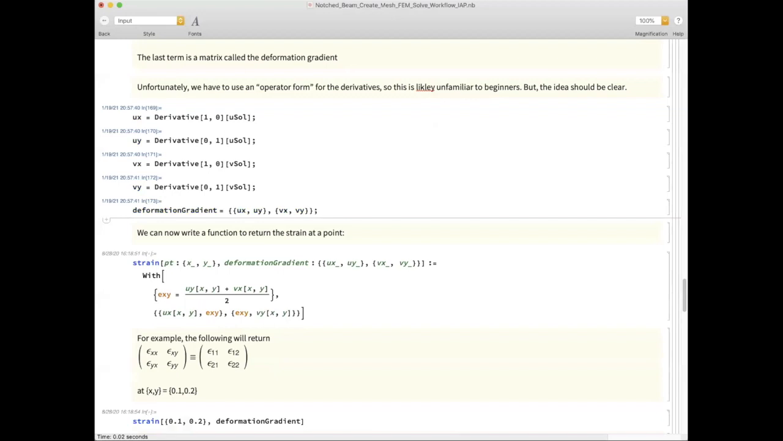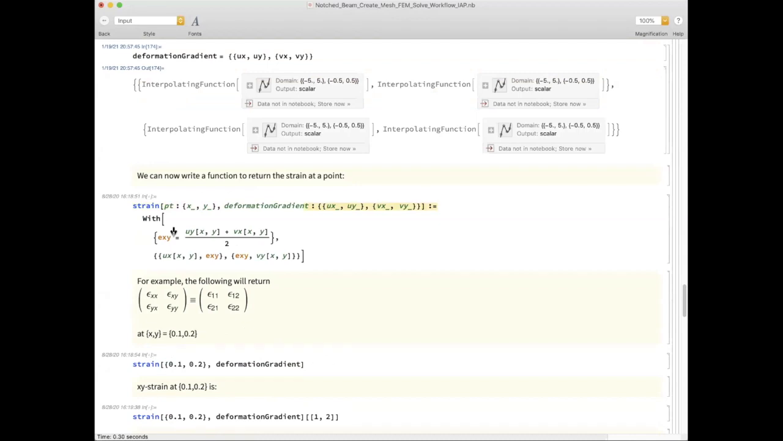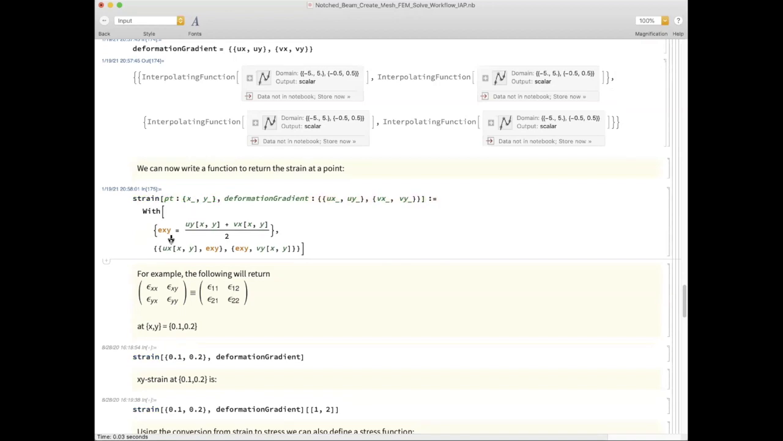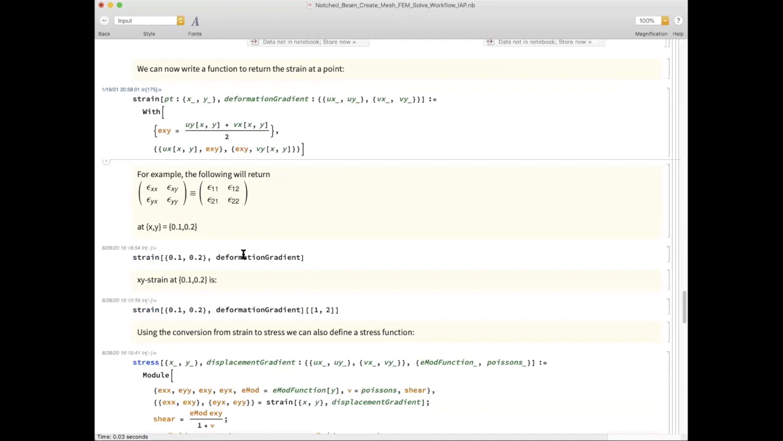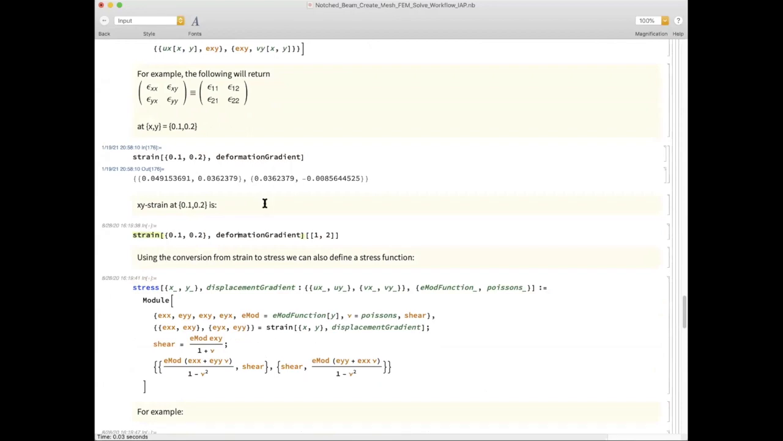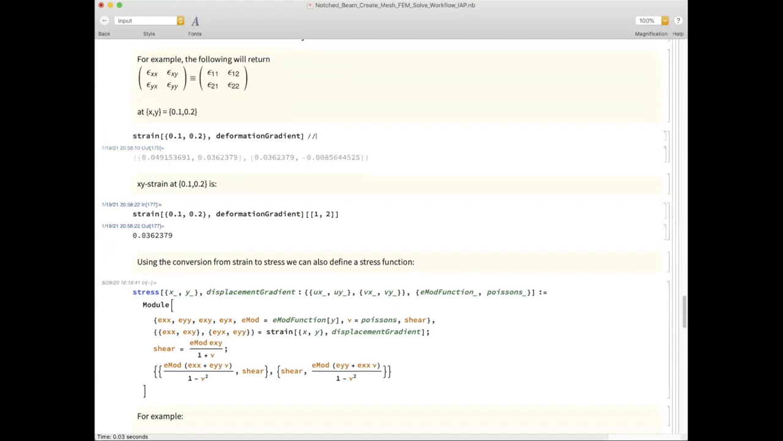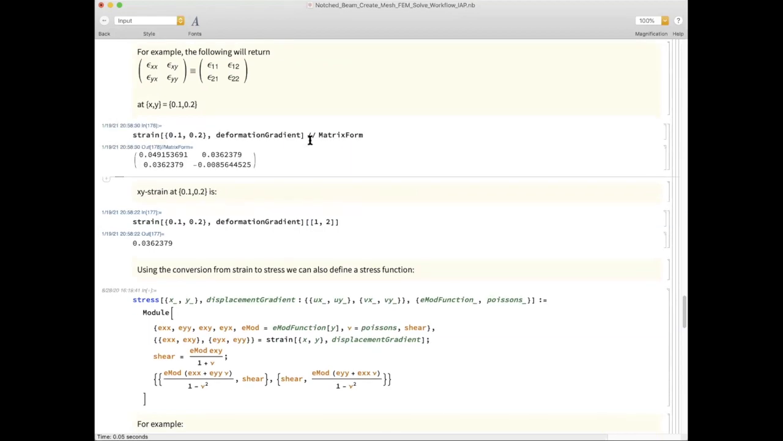If I want to know what the strain is, I give it a point where I want to know the strain, and I give it the deformation gradient, which is a system of functions, and it's going to calculate what the strains are. So for example, if I want to know the strain at point 1 and point 2, this is x and y, for that deformation gradient I can calculate the strain tensor at that point. And if I want just the shear strain, I can pick off one of those terms from this matrix. Just to make it clear, it's often useful to plot things that are matrix-like with matrix forms.